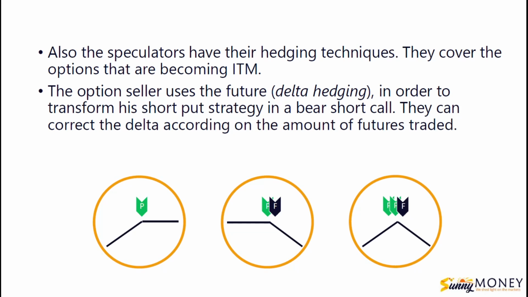For example, if the price approaches a put strike that could become or even expire ITM, the seller of those puts will be forced to hedge using the future. This is called delta hedging. By doing such an adjustment, they transform a short put position, laterally bullish, into a short call that has the opposite setting, laterally bearish. They can correct the delta according to the amount of futures traded.